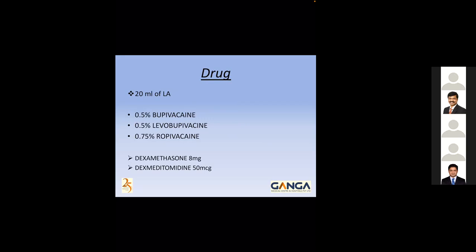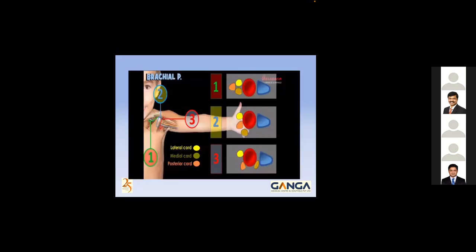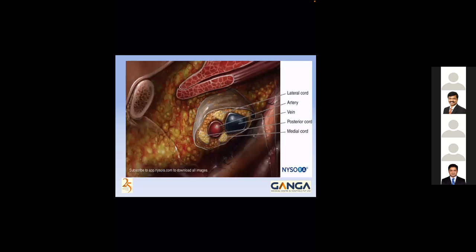What happens if you move from the costo-clavicular space to the lateral infraclavicular space? The position of the cords changes. In the costo-clavicular space, all three cords are arranged more densely on the lateral half of the axillary artery. Once you move to the lateral infraclavicular space, they rotate around and take their respective positions around the axillary artery. Here, the lateral cord lies more superficially, the posterior cord posteriorly, and the medial cord lies between the second part of the axillary artery and the axillary vein.